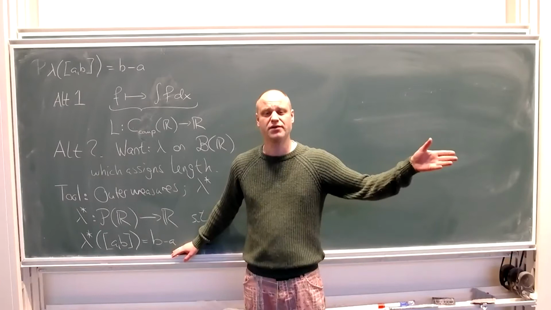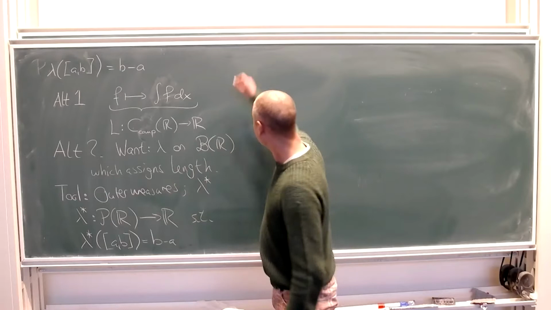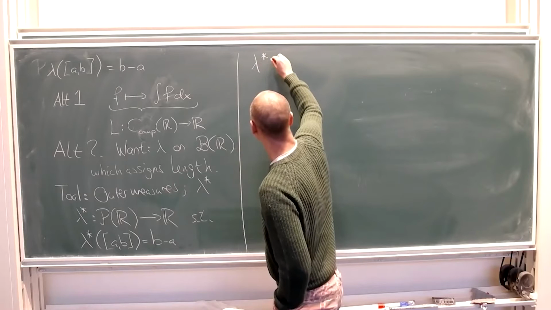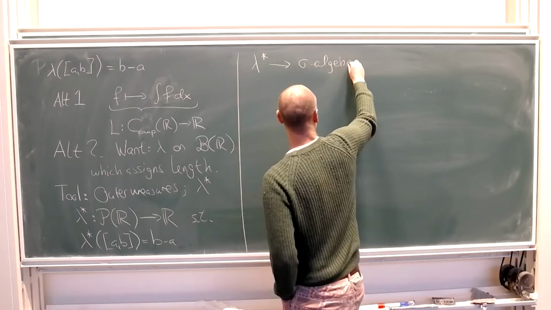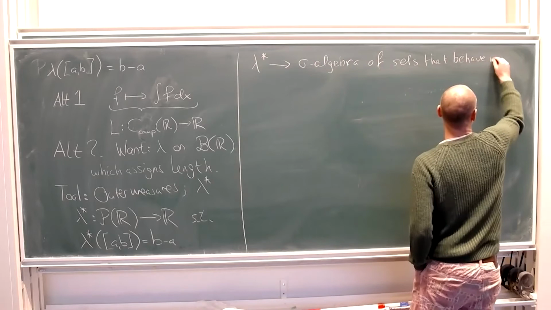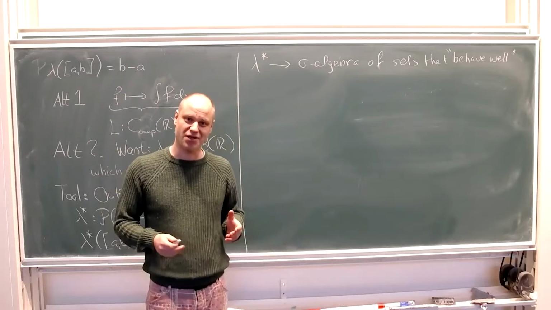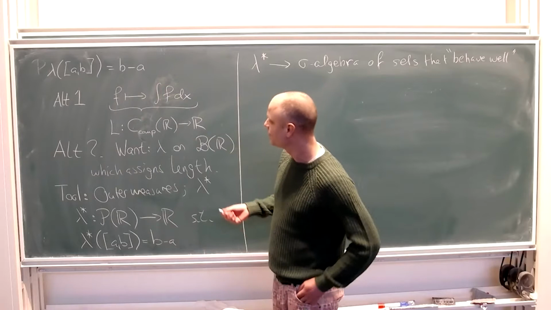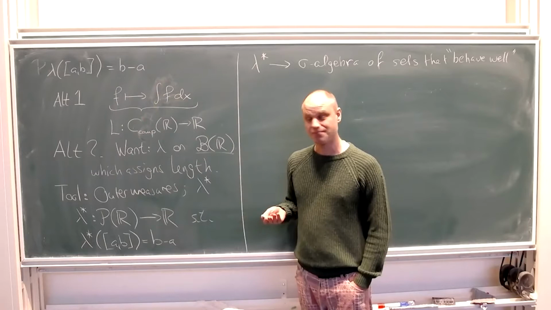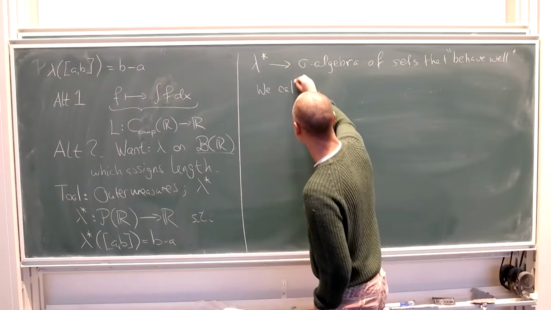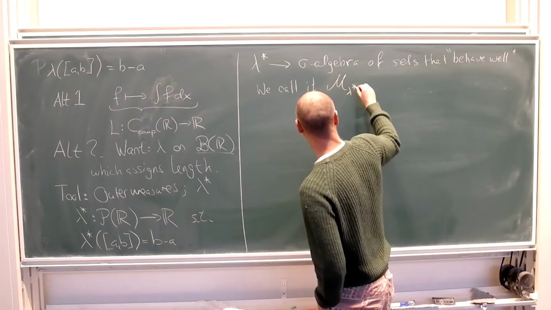Okay, so once we have our outer measure, this is going to lead us to a sigma algebra. We're going to define some sigma algebra of sets that, let's call it, behave well. Now, here comes another problem with this approach: unfortunately the sets that behave well are not going to be the Borel sets, but something bigger. So let's call this M, and then we'll write here a lambda star, signifying that it comes from the outer measure lambda star.